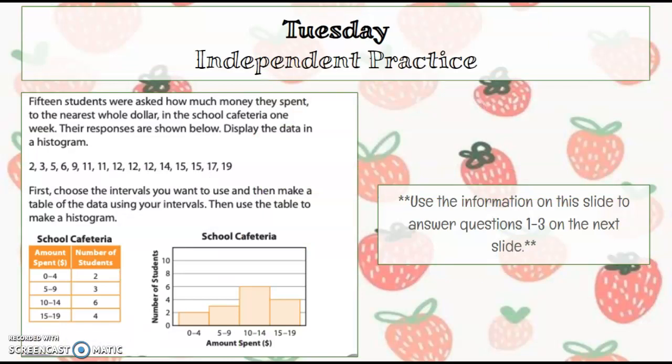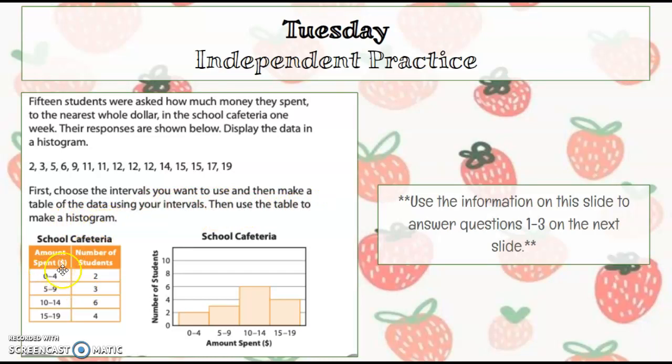Okay. The second page of practice problems reads: 15 students were asked how much money they spent, to the nearest whole dollar, in the school cafeteria in 1 week. Their responses are shown below. Display the data in a histogram. So here's all of our information. First, choose the intervals you want to use, then make a table of data using the intervals, then use the data to make a histogram.